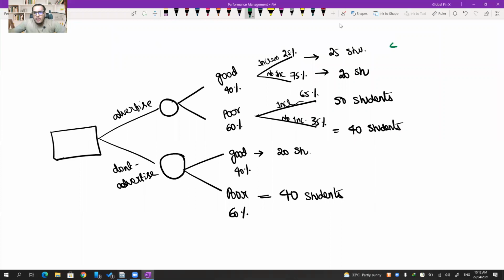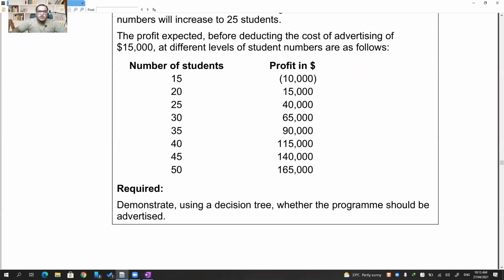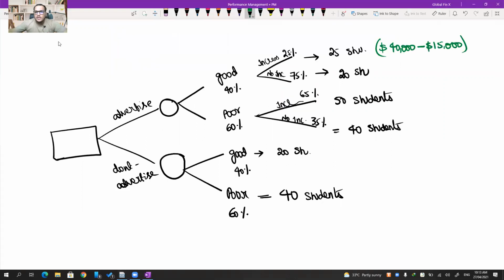Minus 15,000. Sir, why minus 15,000? Because this is with advertisement. If there is advertisement, 15,000 cost we will incur. So that 15,000 has to be deducted. See, they told you the profit before deducting cost of advertisement of 15,000 is given here. So I'll have to deduct that. If there are 20 students, 15,000 minus 15,000, that's 0.